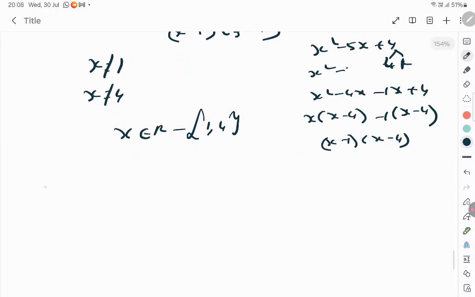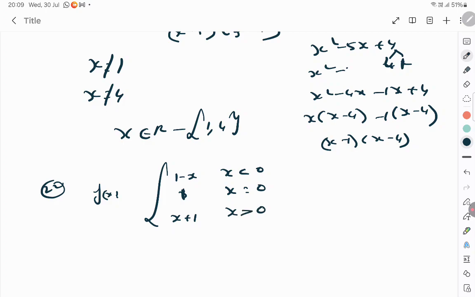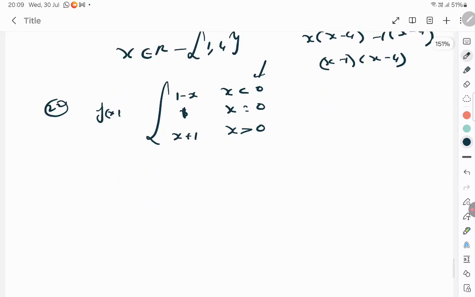So let's go to the next sum, which is the 22nd sum. They have given f of x to be 1 minus x when x is less than 0, 1 when x is equal to 0, and x plus 1 when x is greater than 0. This shows that on one side it is negative and on the other it's positive, which means it's a mod function.